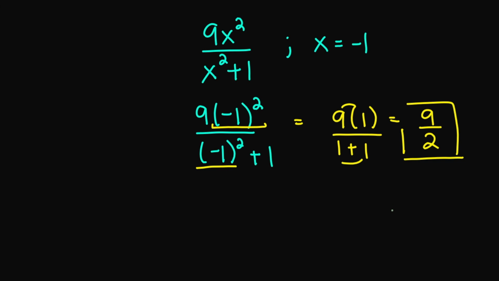Now, if you want to turn this into a mixed number, because this is an improper fraction, then we're going to divide. 2 goes into 9 4 times. 2 times 4 is 8. 9 minus 8 is going to equal 1. So if you turn it into a mixed number, you're going to get 4 and 1/2. So these are your answers here.